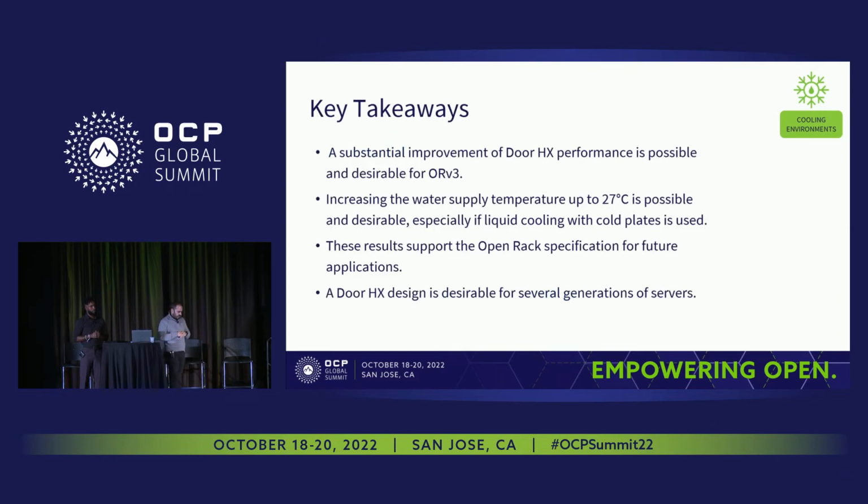So the takeaways. It is possible to increase the efficiency of the system. It is very possible to increase the performance of the rear door, mostly for the OpenRack V3. OpenRack V3 is a little bit higher and bigger, the rack. So increasing the performance of the rear door will be possible, and we calculated it. Increasing the temperature to 27 degrees is desirable, and also if you are using cold plates, it is possible to decrease the energy consumption.